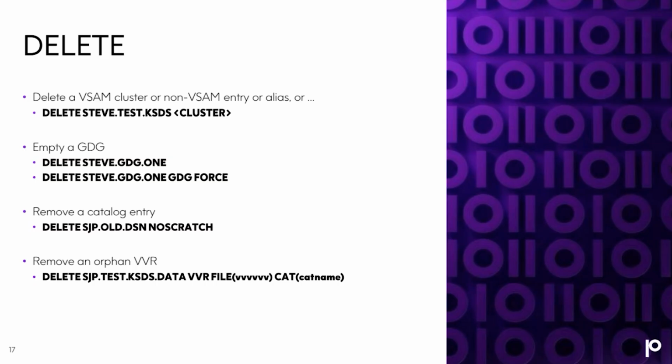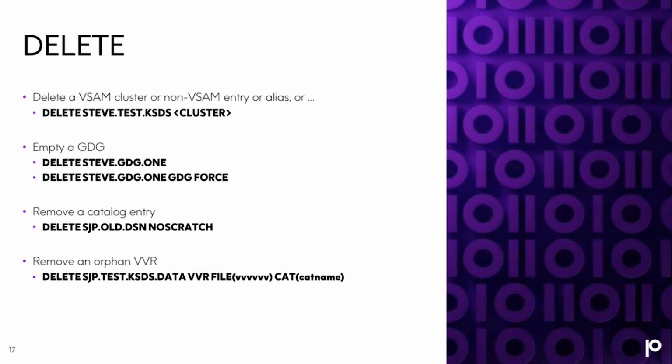And so just a couple of examples of the delete command. I might want to delete my data set, steve.test.ksds, or maybe this is a mask and I'm only interested in deleting things that are clusters or GDGs. If I want to get rid of a GDG, I can simply say delete that GDG, and that will delete the GDG base if it's empty. If I want to delete the GDG base and it's not empty, and I will delete the GDG and all its associated generations, I can say GDG and force, and I want to delete it even if there are generations still active.